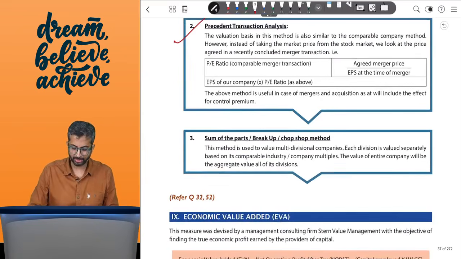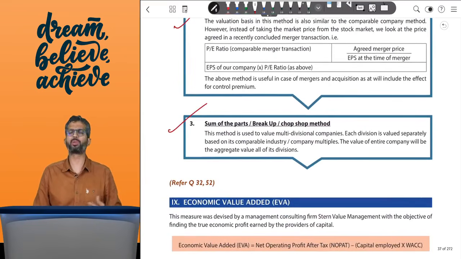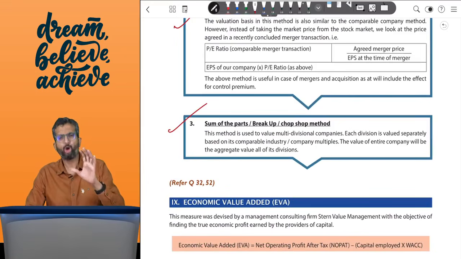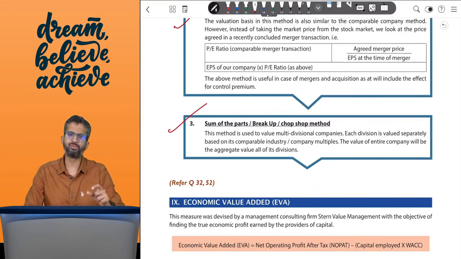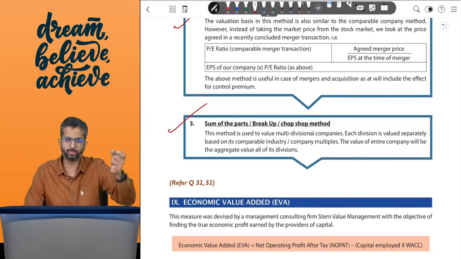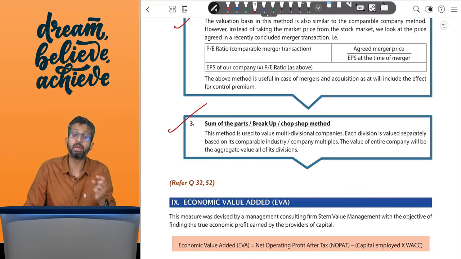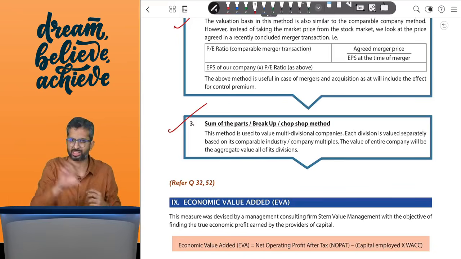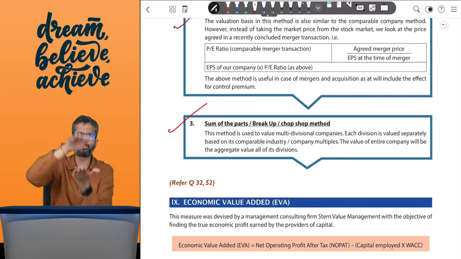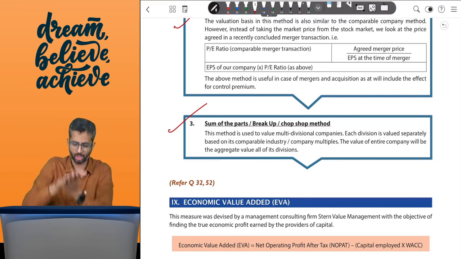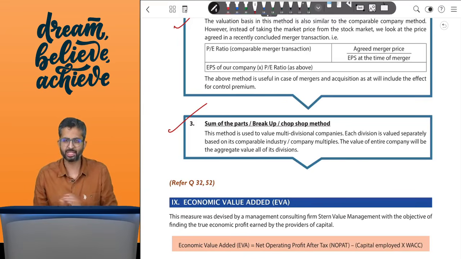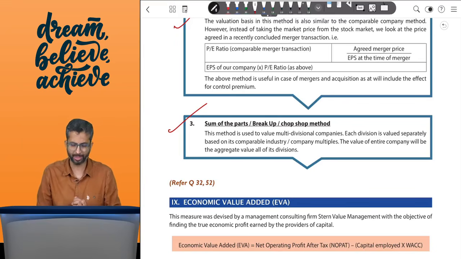Then there is something called the chop shop approach, sum of the parts approach, or breakup value approach. Over here, you will have 3 divisions. For each of these divisions, like Mahindra has 3 different divisions. I don't have a direct comparable company to Mahindra, but for each of the divisions, I'll have a comparable company. So I'll try to find the value of each division separately, as if it's a separate company, and the valuation of Mahindra will be the sum total of all of its parts. That is called a breakup value or a chop shop method.